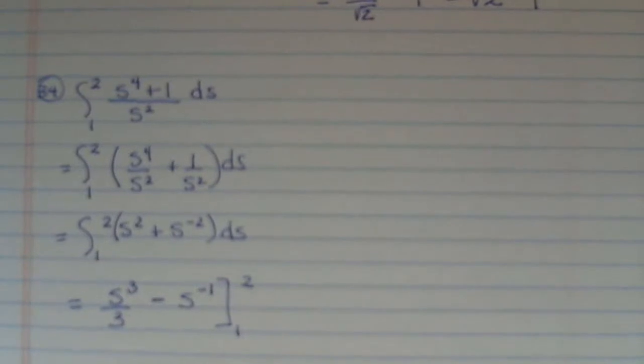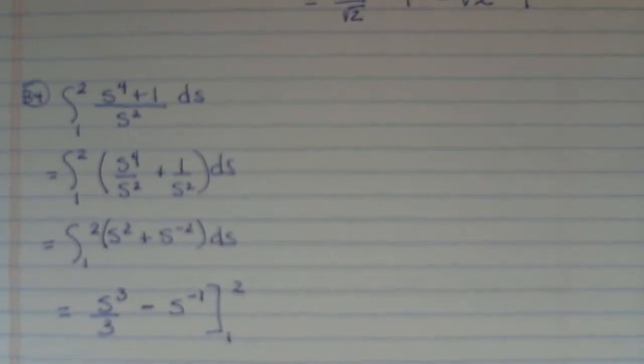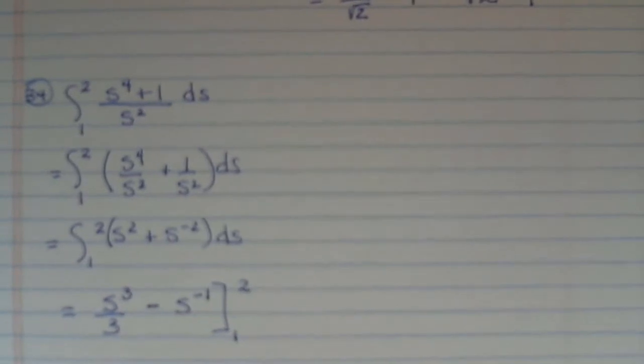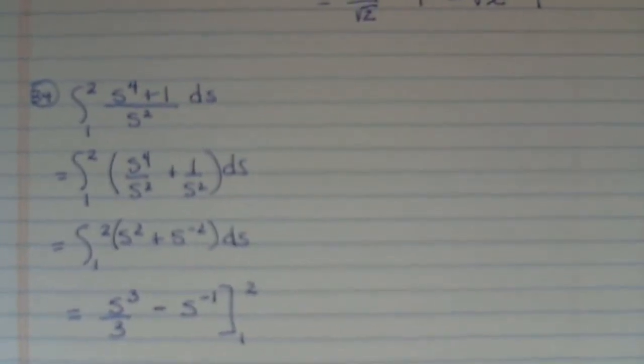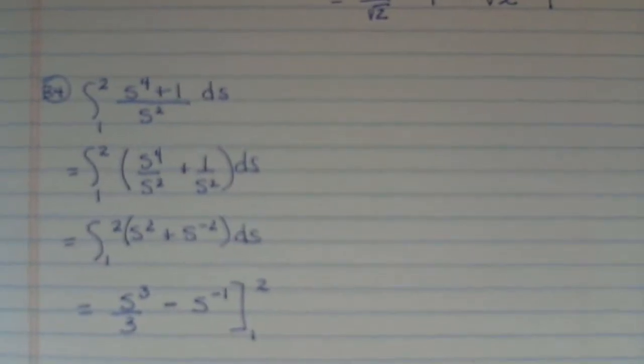So add some equal signs here so nobody comes and takes my degree away. And we're left with this. S cubed over 3 minus s to the negative 1. That minus, remember where that minus came from. That's s to the negative 1. When you add 1 to negative 2, the power was negative 2. Add 1, that makes negative 1. Divide by negative 1. There you go. That makes it a minus.